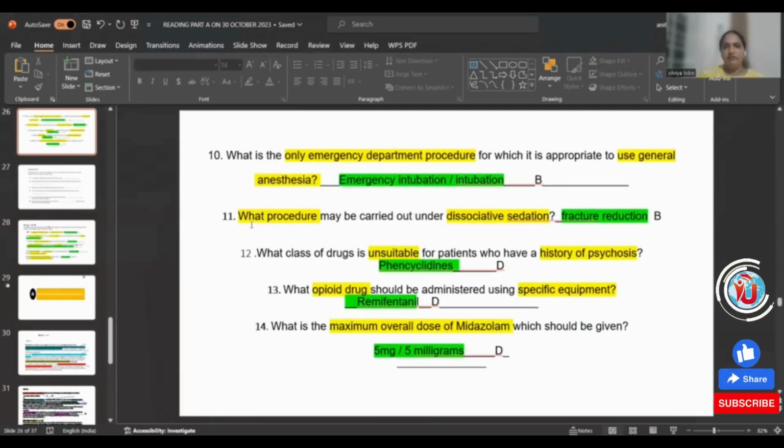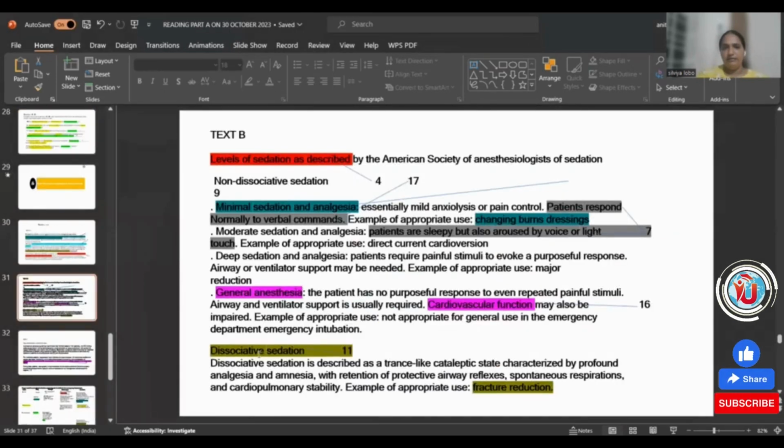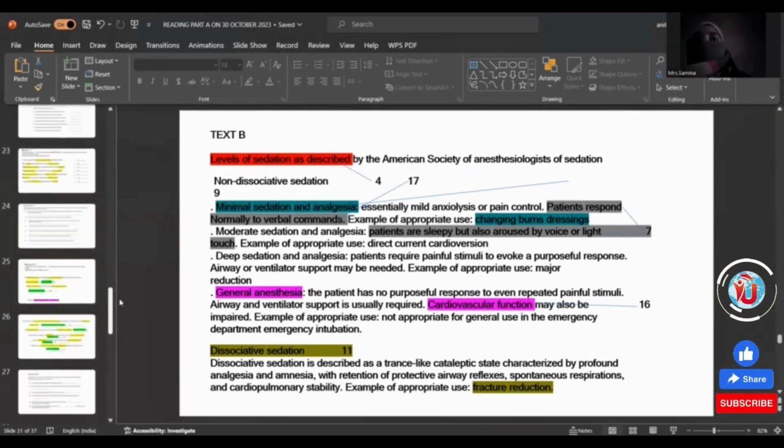Okay. 11th one, what procedure may be carried out under dissociative sedation? So it is there in text B. We can see here subheading dissociative sedation. Here, example of appropriate use is fracture reduction. Is it clear? Yes, right? Ma'am. Okay. Yes, ma'am.